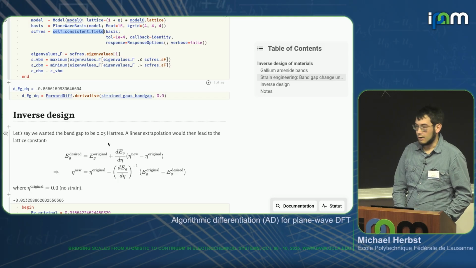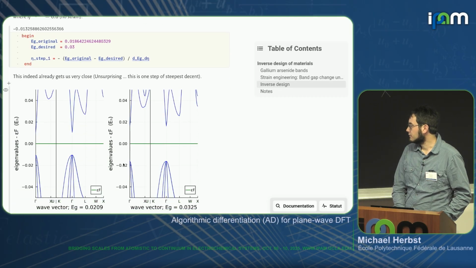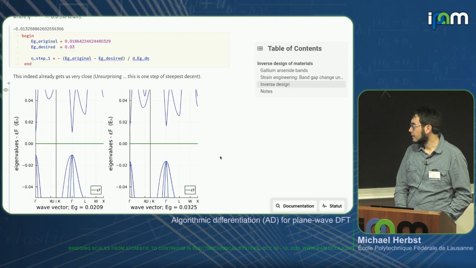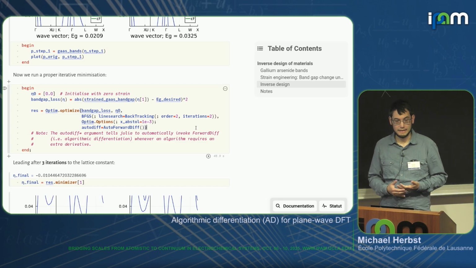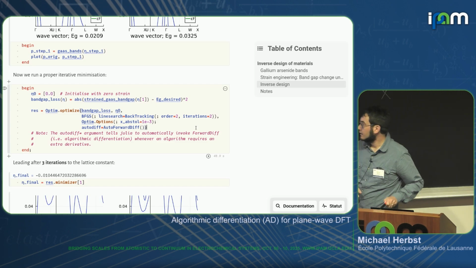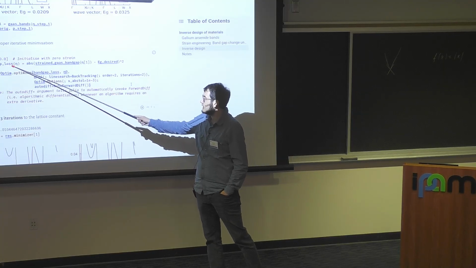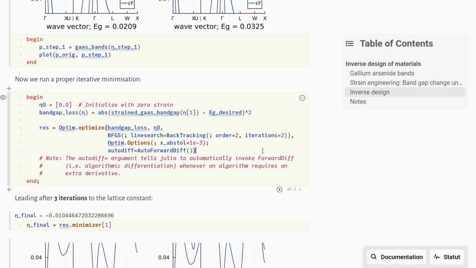Okay, now inverse design is just taking this derivative and doing something with it. For example, one step of the steepest descent, that actually already gets us a bit closer to, let's say, a target value of 0.03 Hartree here for the band gap. But what I in particular want to show you is how nicely this integrates again with the Julia tools for optimization. Because what we do here is we just say, well, let's do a square loss of the band gap with respect to some desired value, right, using the function that we just coded up.